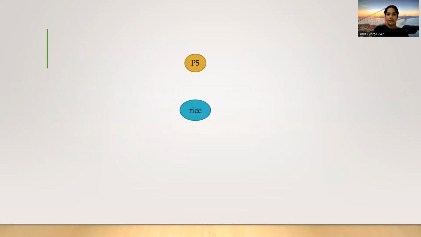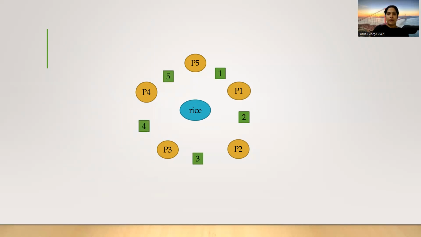So this is a bowl of rice which is kept in the middle. There are 5 philosophers, P1, P2, P3, P4, and P5. Each philosopher will have to use a pair of chopsticks to have the rice. So this is chopstick 1, 2, 3, 4, and 5. There are 5 chopsticks. If the process P1 wants to have rice, then P1 has to have the chopsticks 1 and 2. So if P1 wants to eat, it has to have the chopsticks 1 and 2.